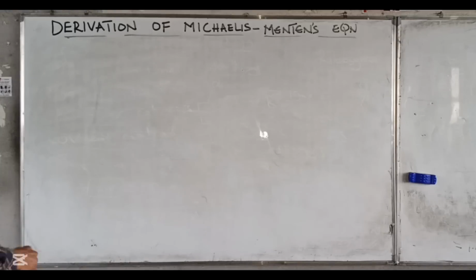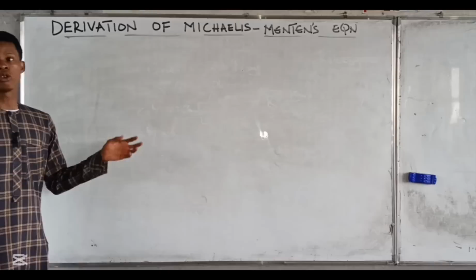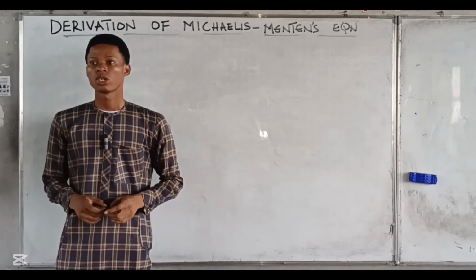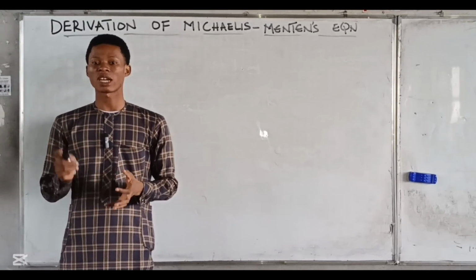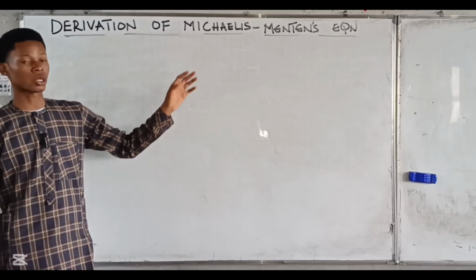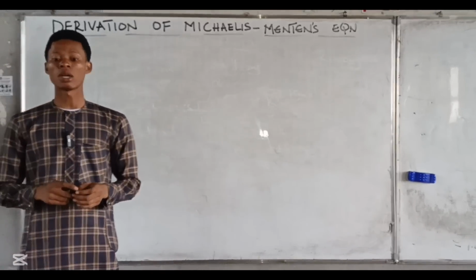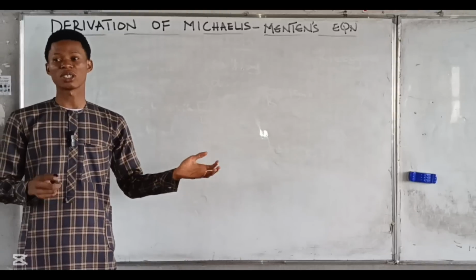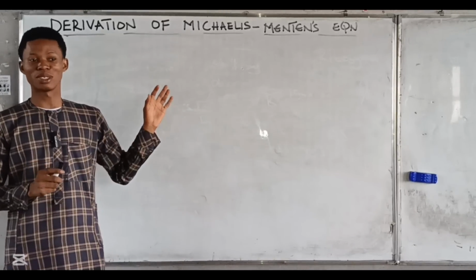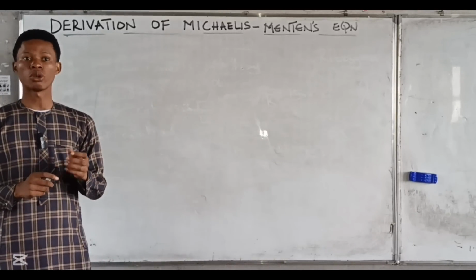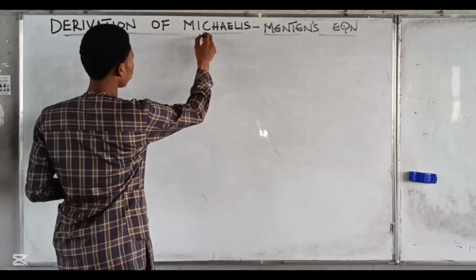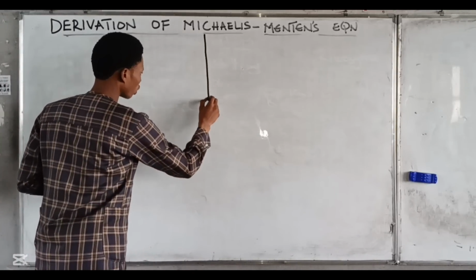All right, please let's look up. We'll be looking at the derivation of Michaelis Menten's equation. So we'll be deriving from scratch Michaelis Menten's equation. And one thing about it is, it may look long, but it is not long. So just follow from the beginning, and anywhere you don't understand, please ask questions. Now, don't write until we are done. I'll give you time to write.